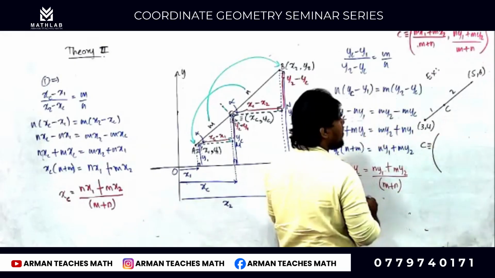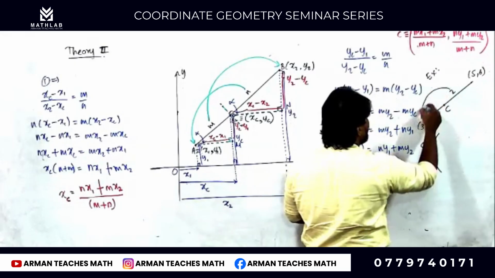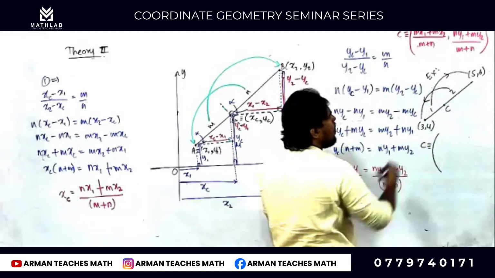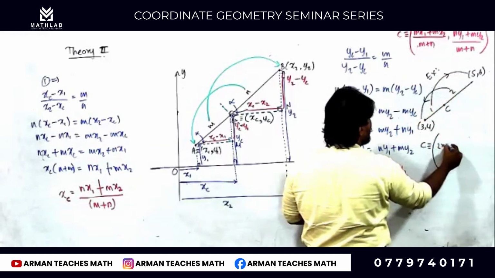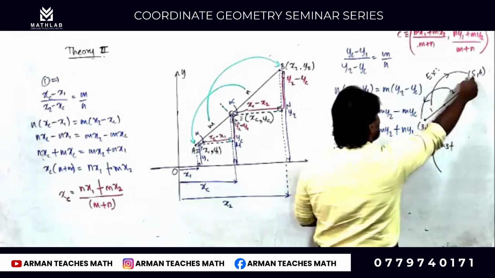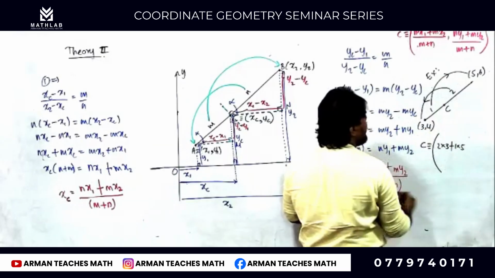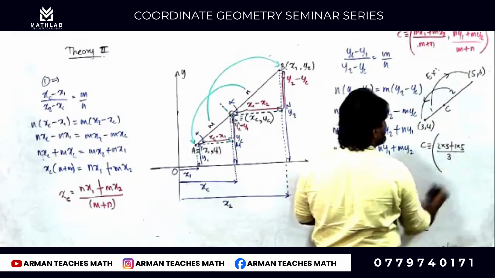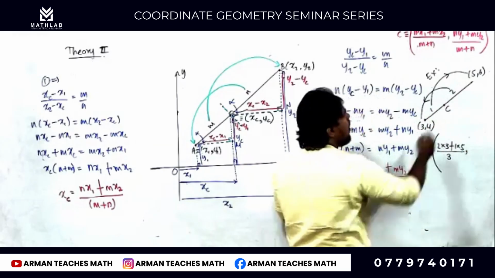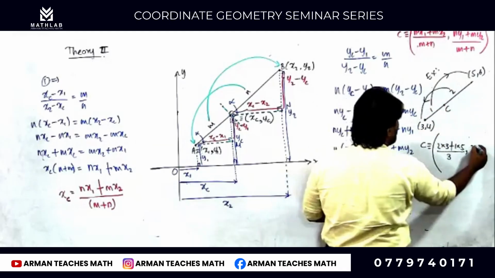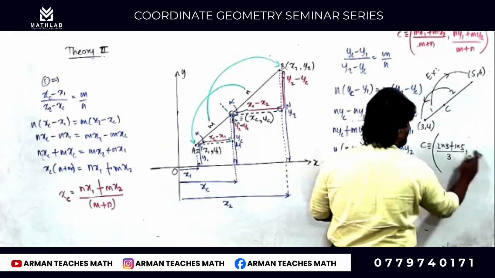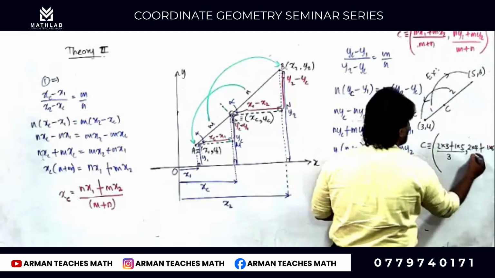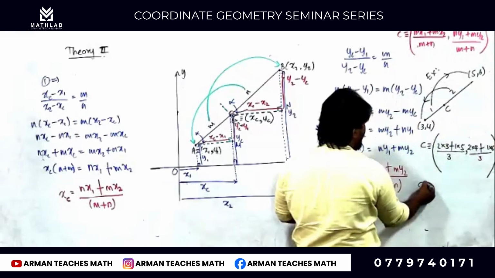How to calculate the x coordinate? This one times this, and this one times this: 2 times 3 plus 1 times 5, divided by the sum of the ratios, 1 plus 2, which is 3, comma, 2 times the y coordinate 4, 2 times 4 plus 1 times 6, divided by 3. We can simplify and get the answer.